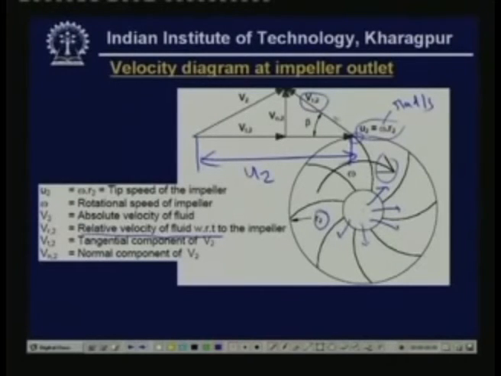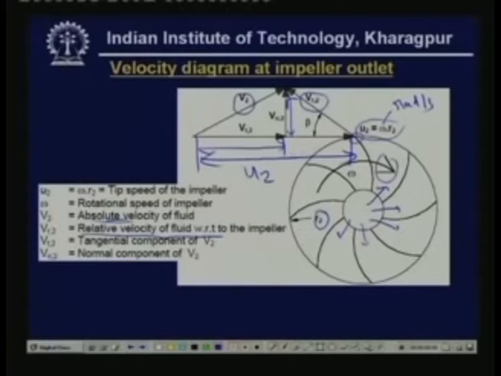to the impeller. If this is the relative velocity of the refrigerant and u2 is the peripheral velocity of the impeller, then the difference between these two is nothing but your absolute velocity of the refrigerant, that is given by capital V2. So capital V2 is the absolute velocity of the refrigerant. This absolute velocity can be split into tangential component Vt2 and normal component Vn2. So this is the typical velocity diagram at the impeller outlet.